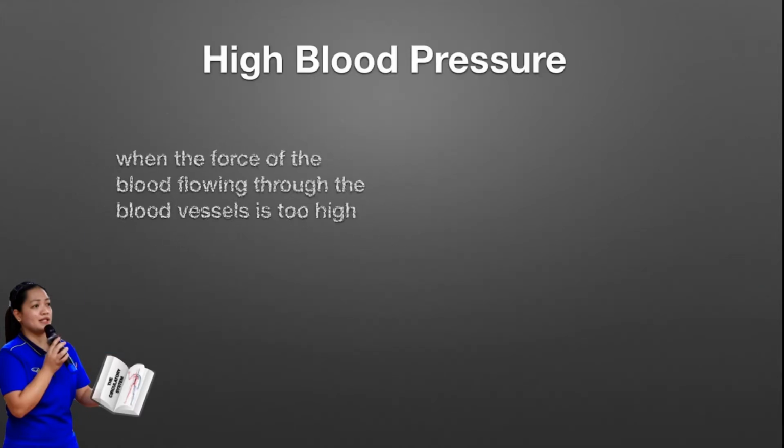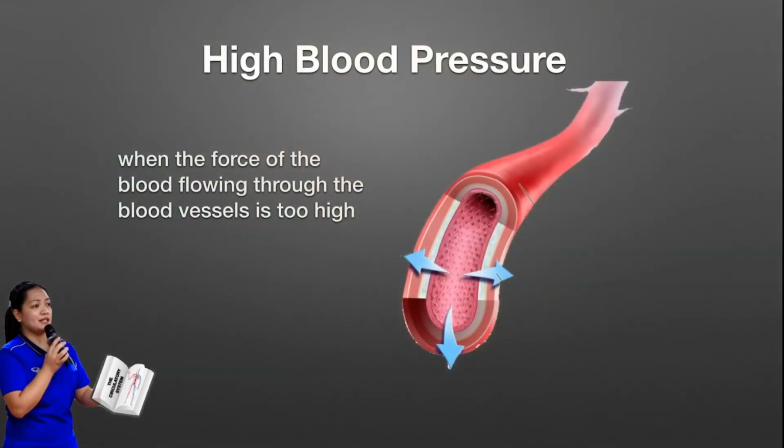High blood pressure occurs when the force of the blood flowing through the blood vessel is too high. It is a common condition in which the long-term force of the blood against your artery walls is high enough that it may eventually cause health problems such as heart disease. Blood pressure is determined both by the amount of blood your heart pumps and the amount of resistance to blood flow in your arteries. The more blood your heart pumps and the narrower your arteries, the higher your blood pressure.